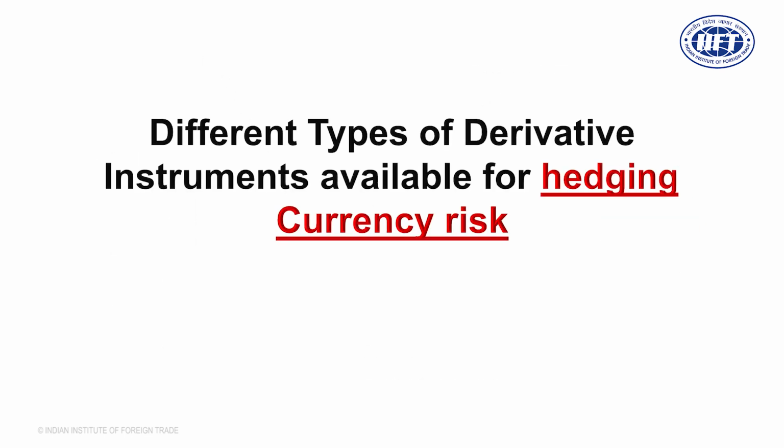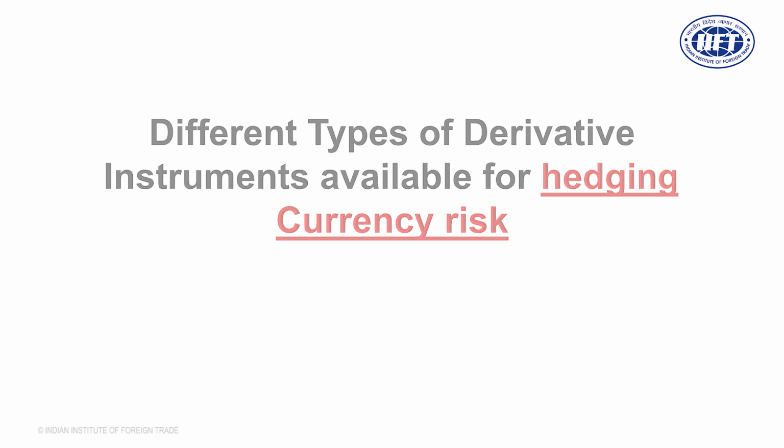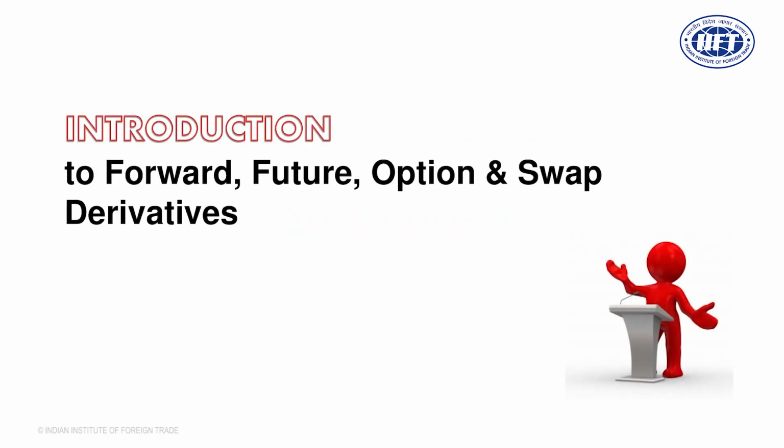Different types of derivatives are available for hedging currency risk. And basically, you can divide them into two parts. One type of derivatives is available with banks only. You have to go to the bank to buy or sell the derivative so that you can protect yourself against this currency risk. And they are forward contract, future contract, option contract, and swap derivatives.